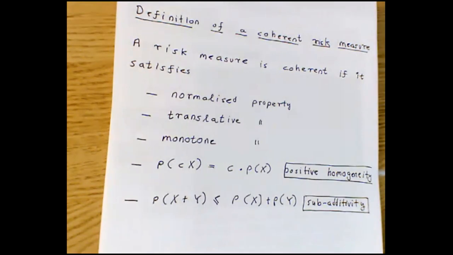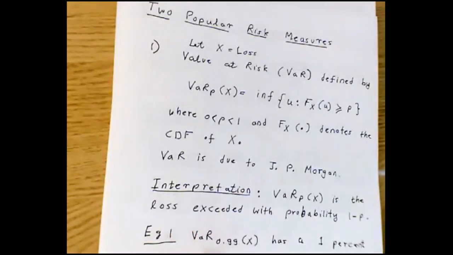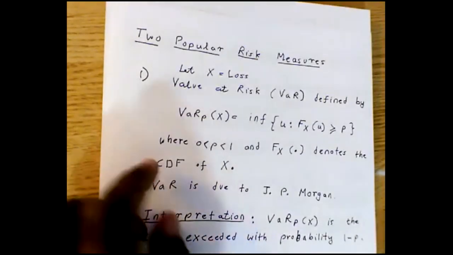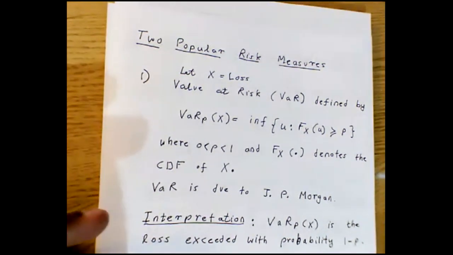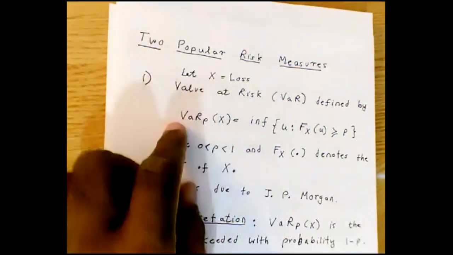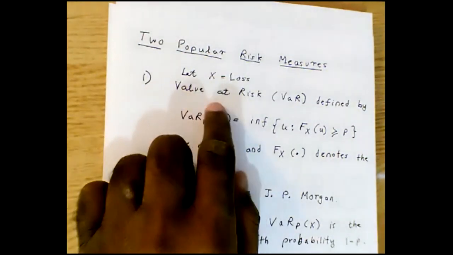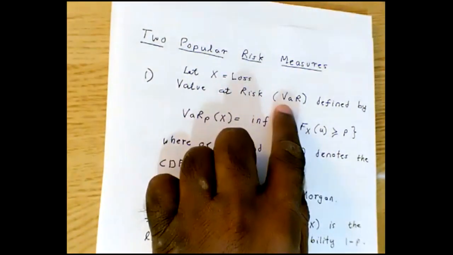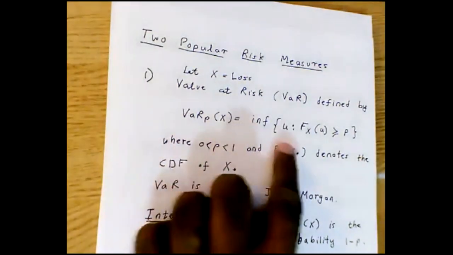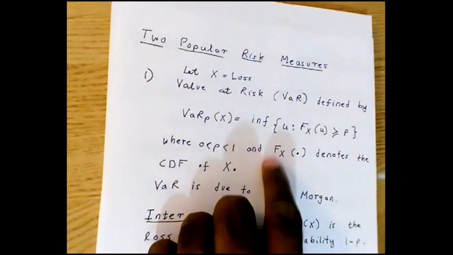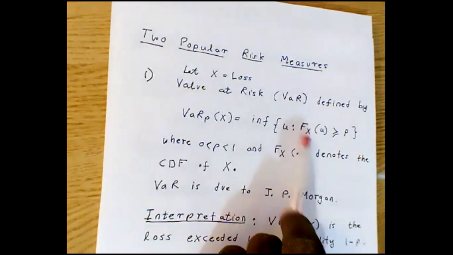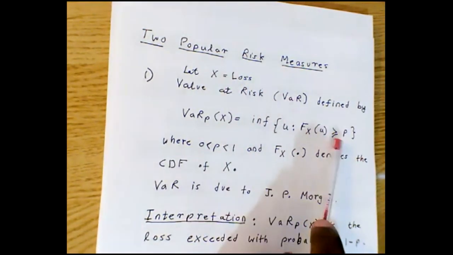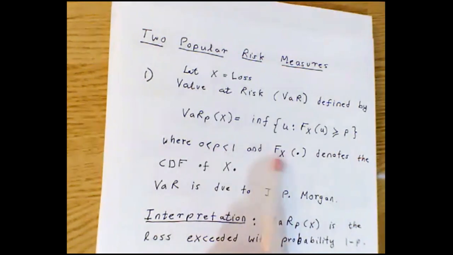Then there are two popular risk measures. In this course, I will only talk about the two most popular risk measures. So suppose X denotes the loss, then the first risk measure is known as the value at risk, denoted by VaR, and is defined by this equation here. It is the infimum of the set of all u for which the CDF of X is greater than or equal to p, where p is a number between 0 and 1, and this is the CDF of X.